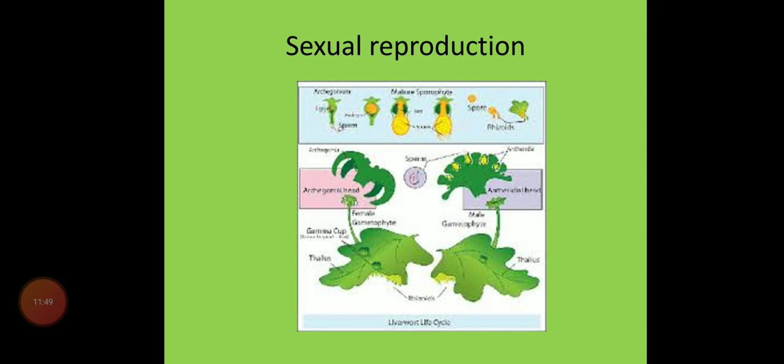Antheridium produces antherozoids, which are male gametes. Archegonium is a female sex organ which produces egg cells. Antheridium is a male sex organ which produces a biflagellate antherozoid. Antherozoid is a male gamete.